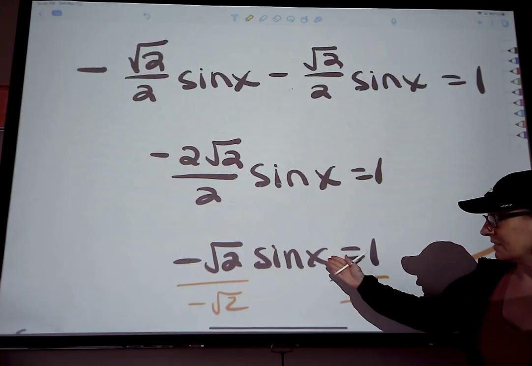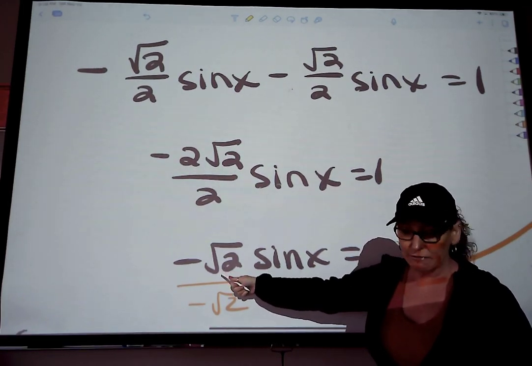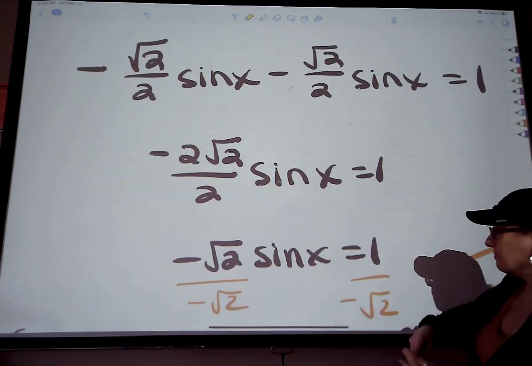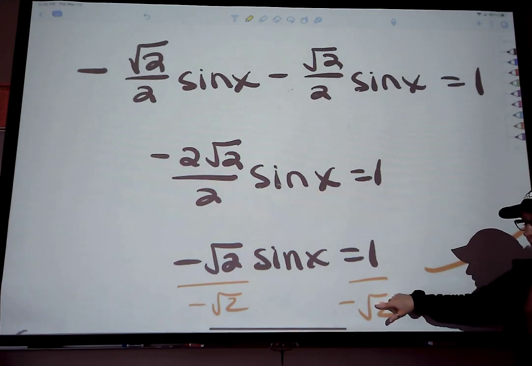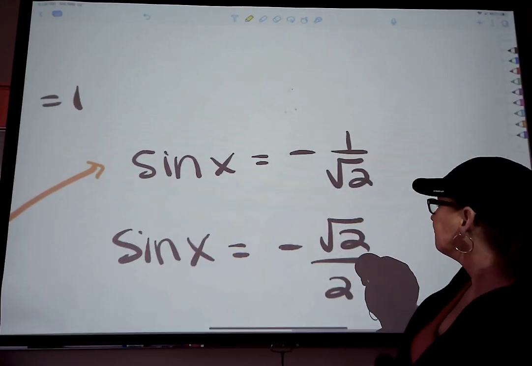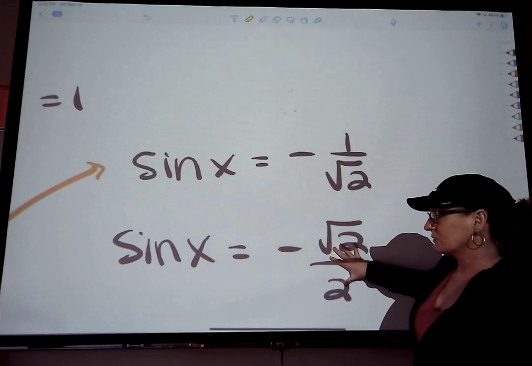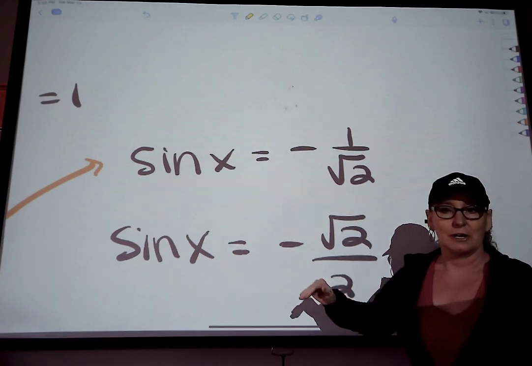Divide both sides to get your trig expression by itself. Divide both sides by my coefficient. And look what I get. Over here I get 1 over negative radical 2. We're going to have to fix that. Fix it. I get radical 2 over 2.